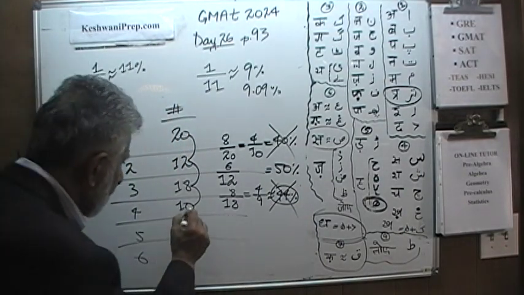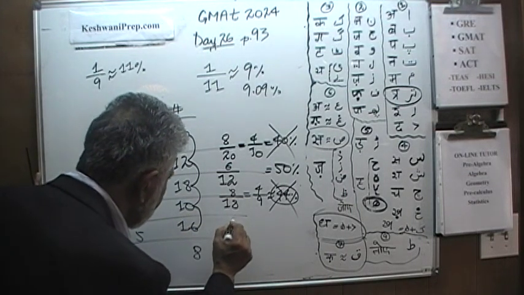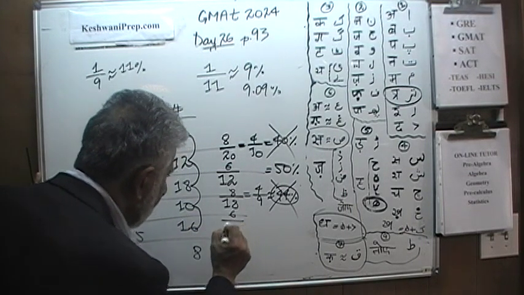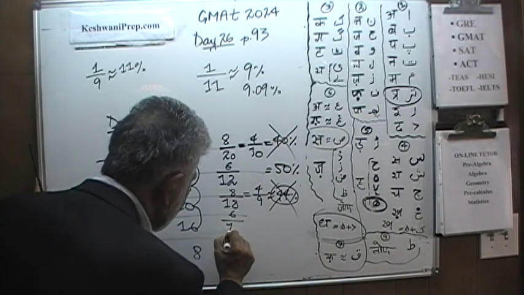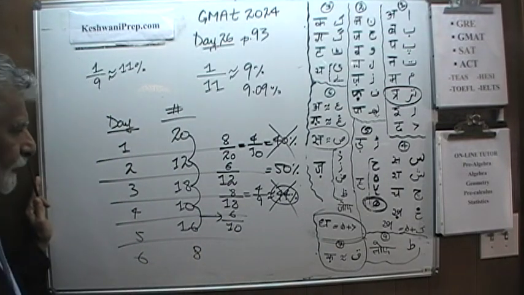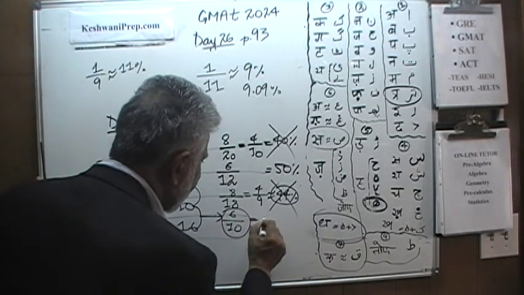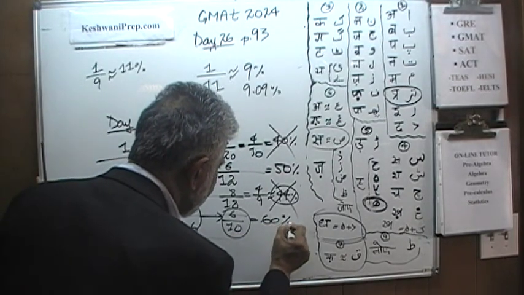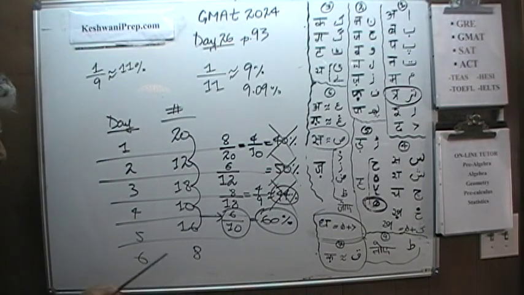Let's carry on. From day 4 to day 5, that's a change of 6. That's a change of 6 out of how many? Compared to what? Compared to 10. This guy right here, that's a 60%, which means it rules out 50. Let's do the last one.